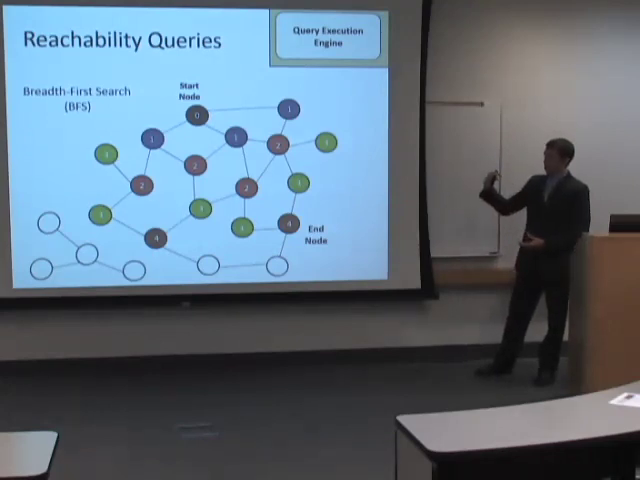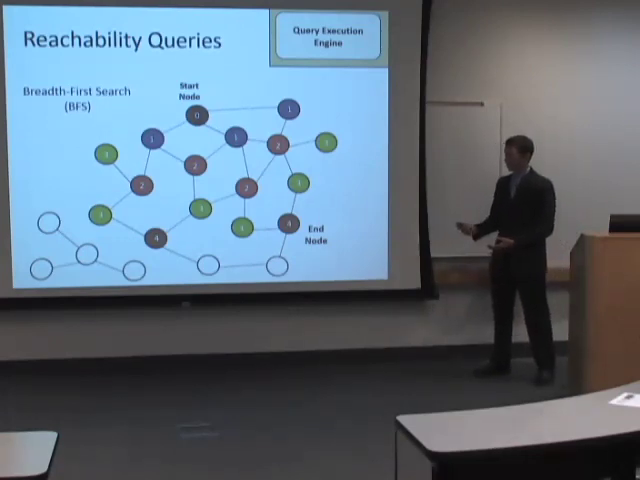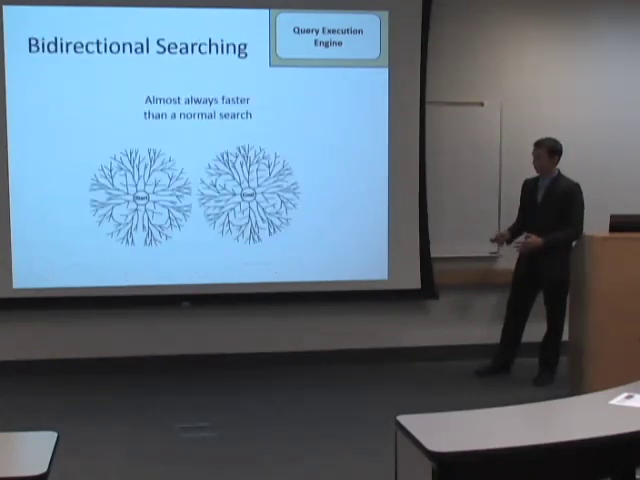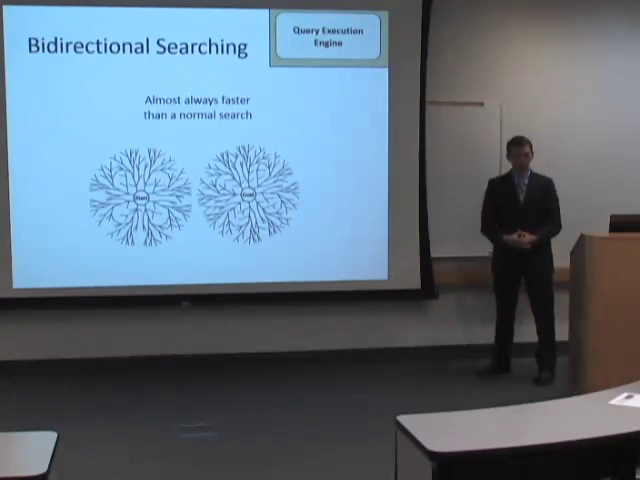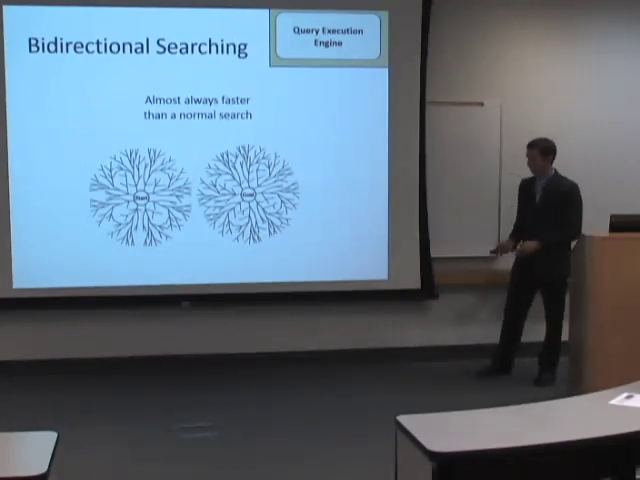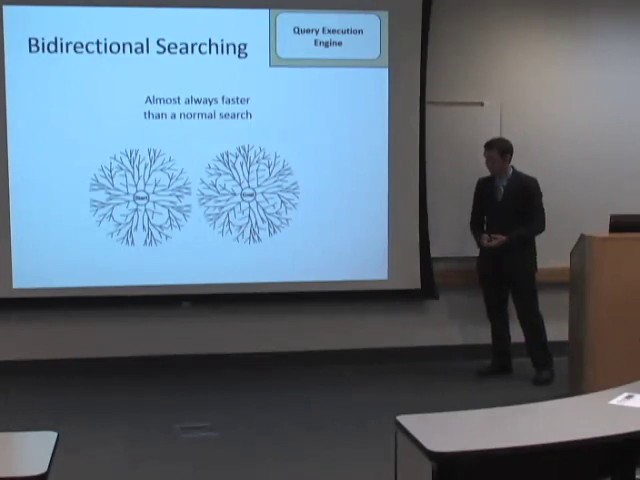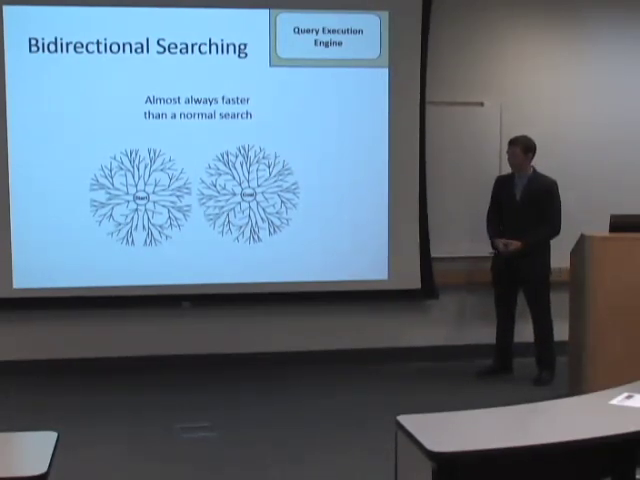But one way we can actually optimize this process is, instead of just starting at the start node and working our way towards the end, we can start from both at the same time and try to meet somewhere in between the two. So instead of just radiating outwards from the start until finally you reach the goal, you do both at the same time, and it saves quite a bit of time. How much time? It's almost always faster than a normal search. In rare cases, it would be the same speed.